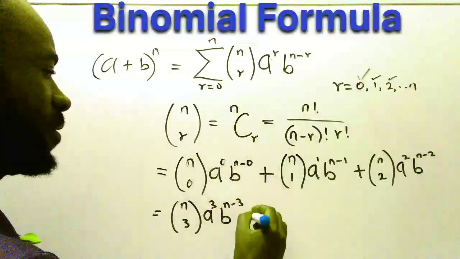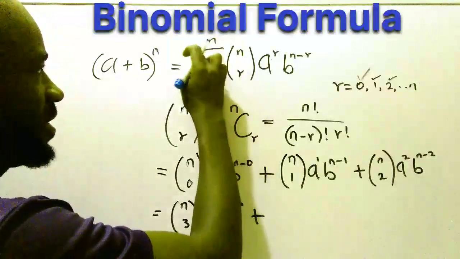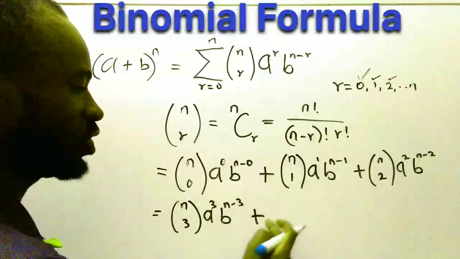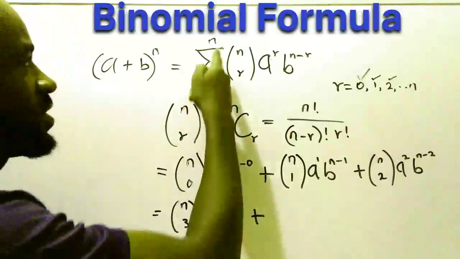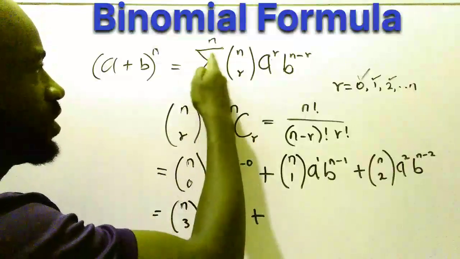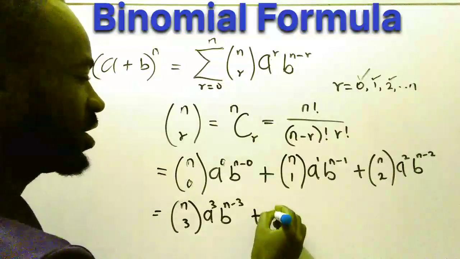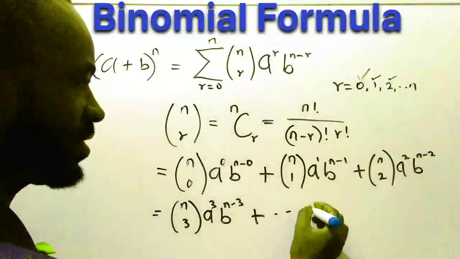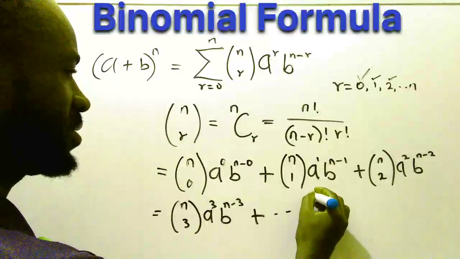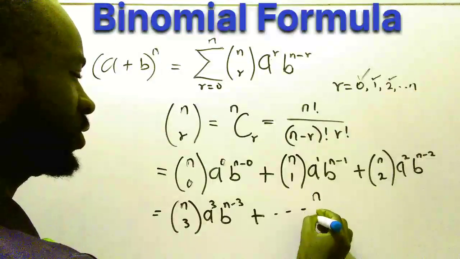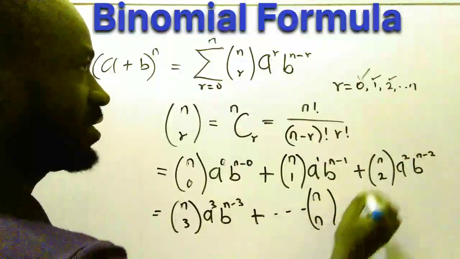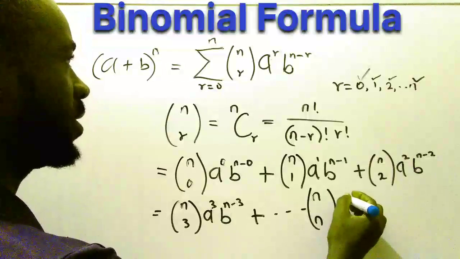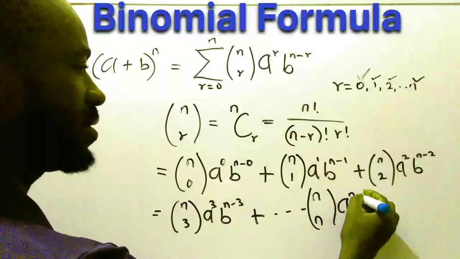After 3 is 4, plus. This sigma is what we are applying, that is this summation, this addition you are seeing. Like I said, this is just an instruction. And then we continue till we get to the final, which is what? Which is n. We get to n combination n, because the last value of r here is n, and then we have a raised to the power of r, which is n, then b.